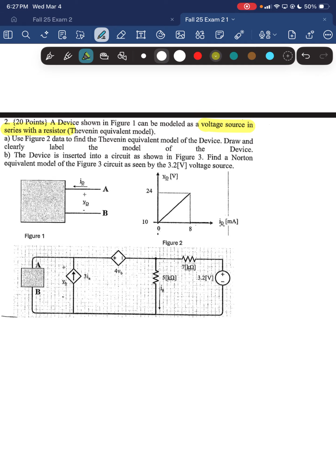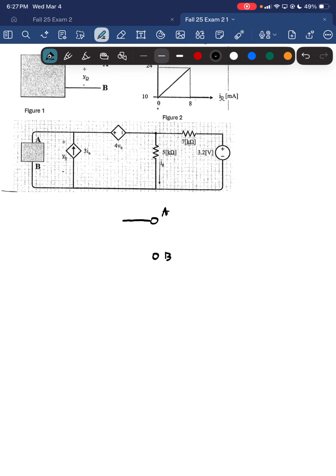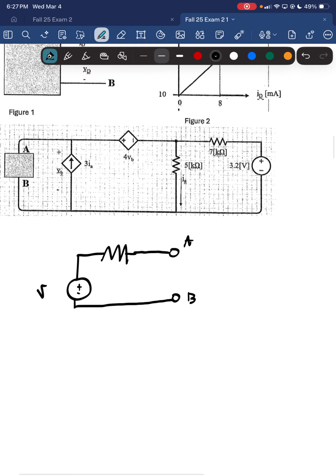All right, so that's part A. Part B is going to have us insert that device into the circuit and find a Norton equivalent. But we'll cross that bridge when we get there. First, let's look at the device itself. So we are given 2 terminals, A and B, and we are told that the device can be modeled by a Thevenin equivalent, essentially, or a voltage source in series with a resistor. And we are going to name those V Thevenin and R Thevenin.